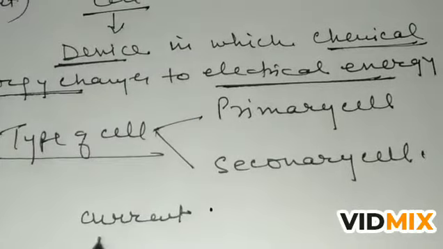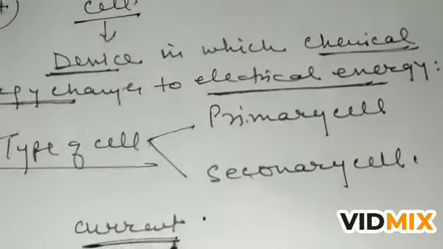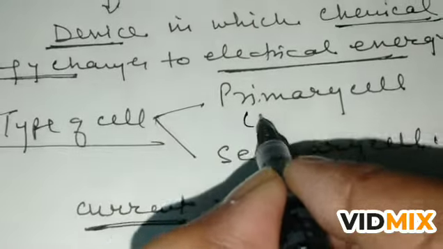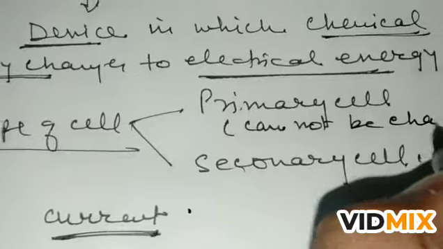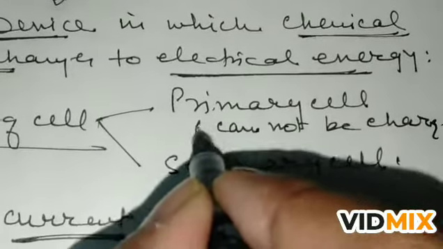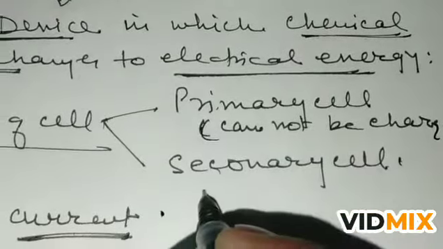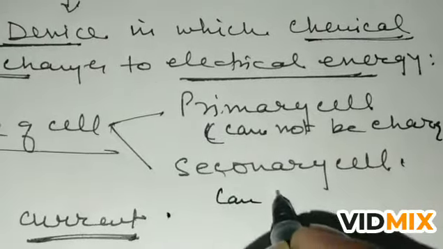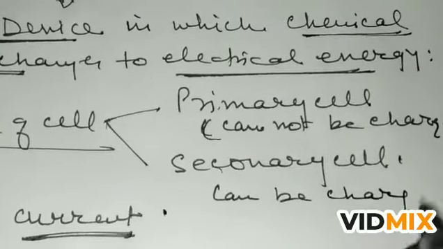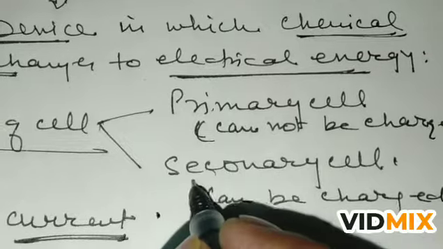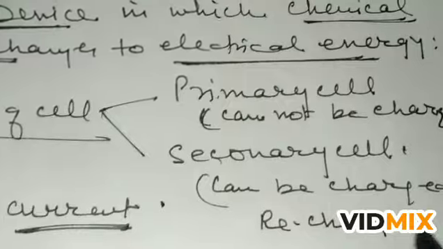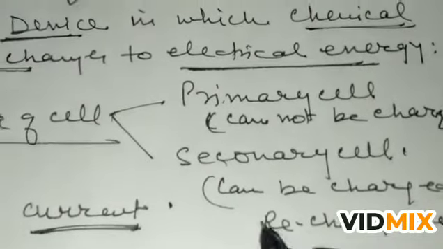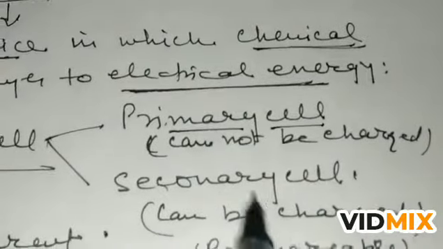The difference is, primary cell cannot be charged after use. It cannot be charged, and the secondary cell can be charged. Means this cell is rechargeable. This is the basic difference between these two cells. Primary cell we cannot charge again, but secondary cell we can charge.